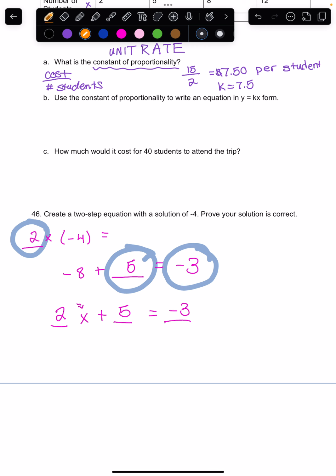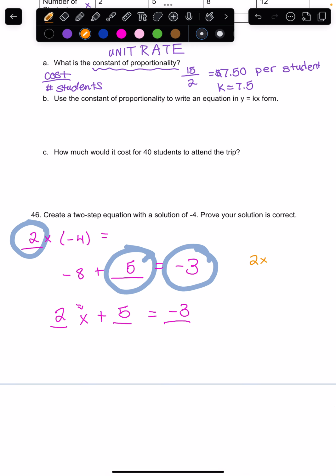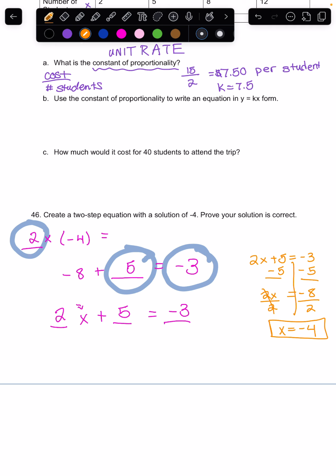So my proof that I did this correctly is now I'm going to solve this equation. If I subtract 5 from both sides, I get -8 equals 2x. Divide by 2, and you get x is equal to -4. You can do this in a variety of different ways, right? There are infinite number of solutions because you can multiply -4 by anything.